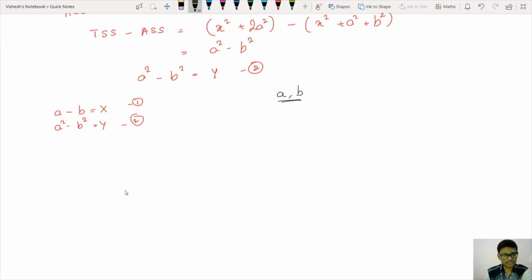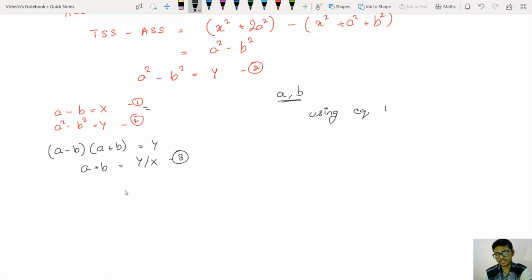So how can we expand this equation? We can write it as a minus b into a plus b equals y, and by using equation 1 we can say that a minus b equals x. So directly a plus b becomes y divided by x. Let's call this equation 3. So now by using equations 1 and 3, we can say that a minus b is equal to x and a plus b is equal to y divided by x.